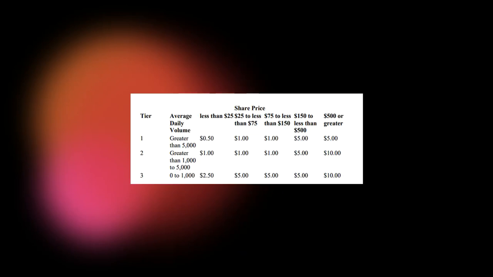This is the table they're referring to here. You can see there's 3 tiers. It's all based on average daily volume that determines the limits for each particular ticker.